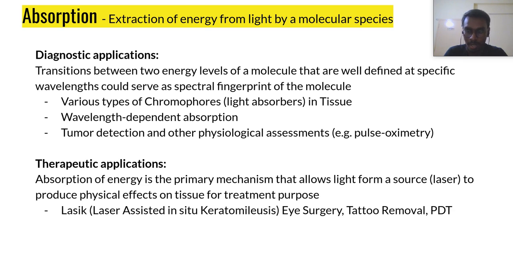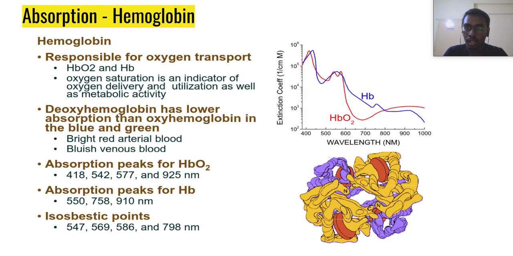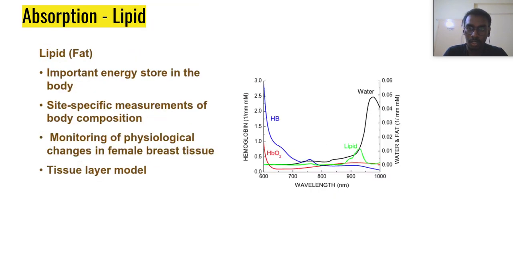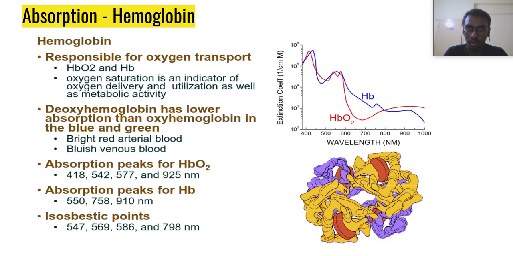We might have heard about LASIK. It's an eye correcting surgery, that is the retina correcting surgery. So that follows the principle of absorption applied to human tissues. Even for tattoo removal and PDT, this principle of absorption is being used. But there are two main parts of the human body that do this thing of absorbing.